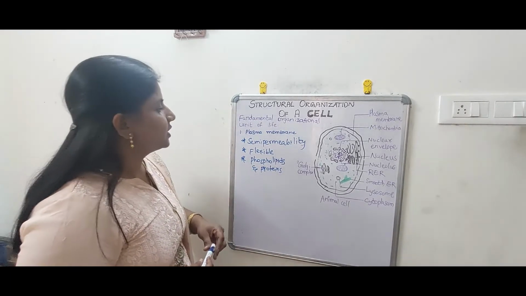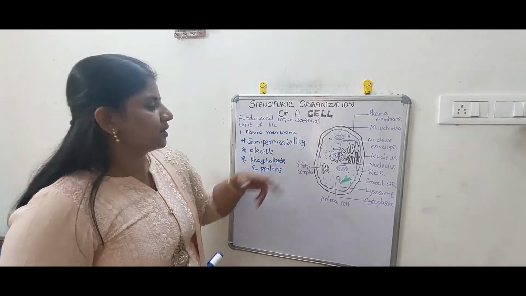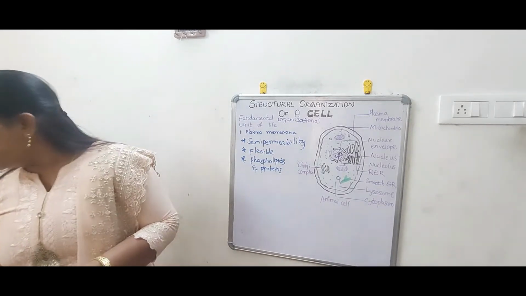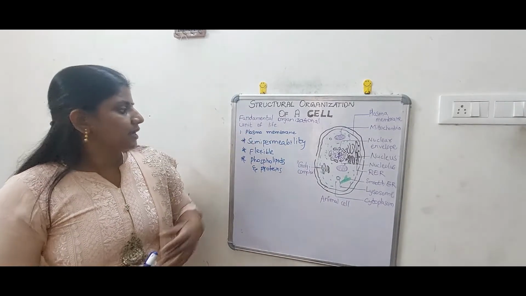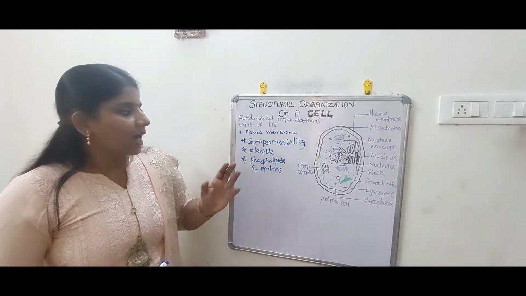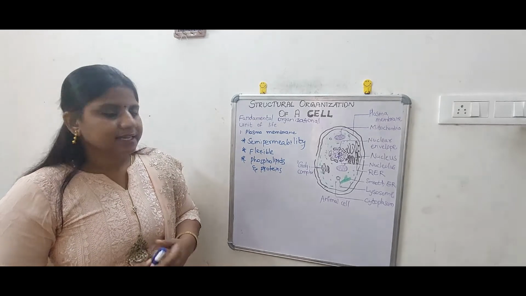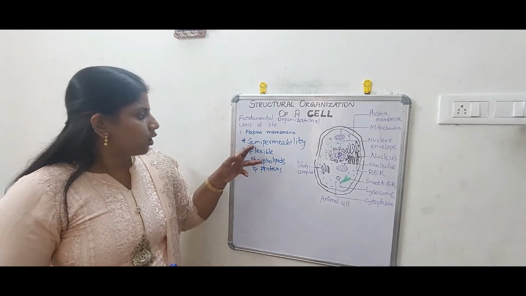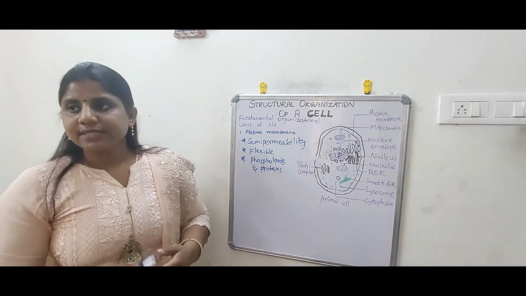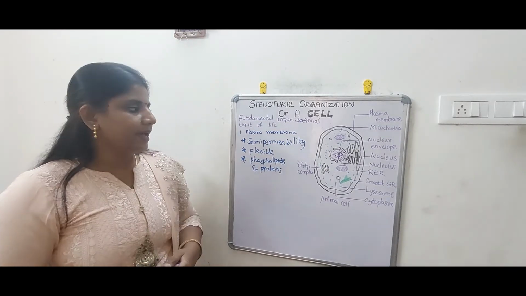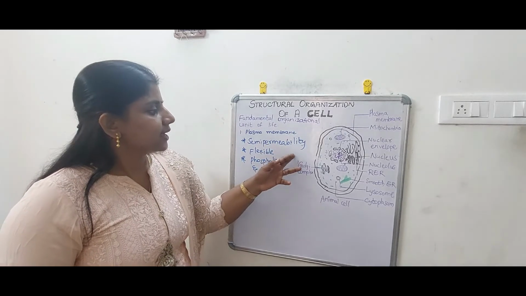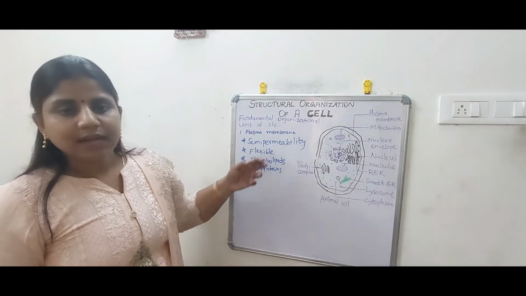So let's first know what is semi-permeability. Semi-permeability means this plasma membrane will selectively allow some of the particles inside the cell. That property we call semi-permeability. For example, carbon dioxide and oxygen get transferred inside the cell and outside the cell.